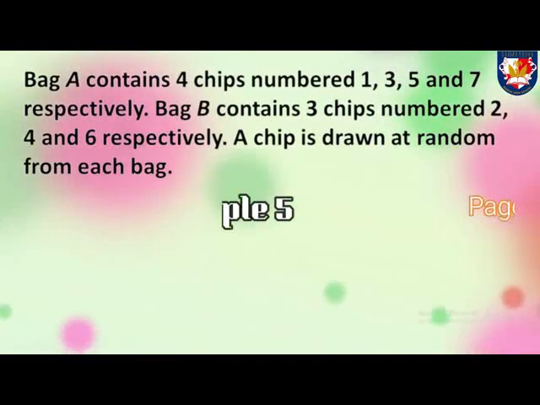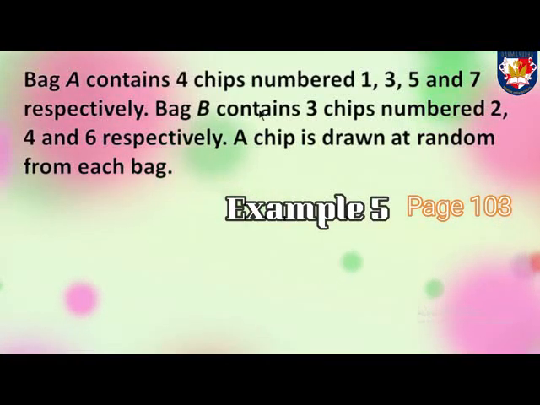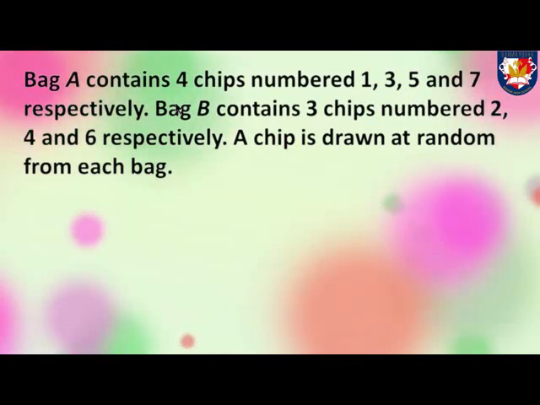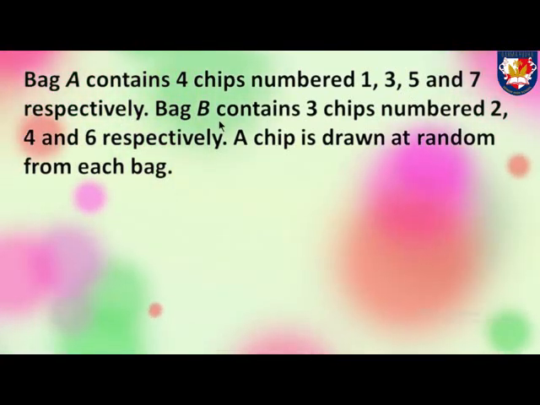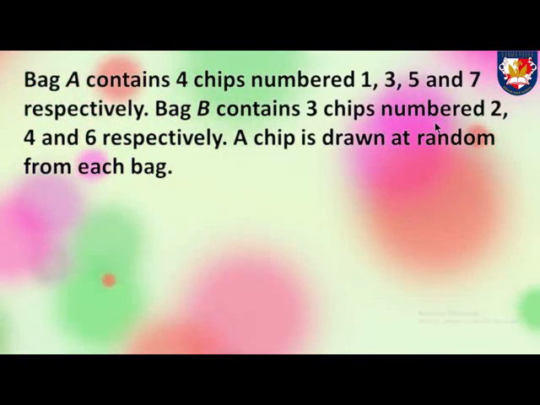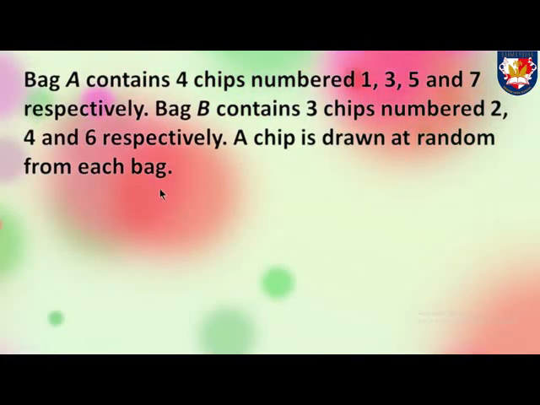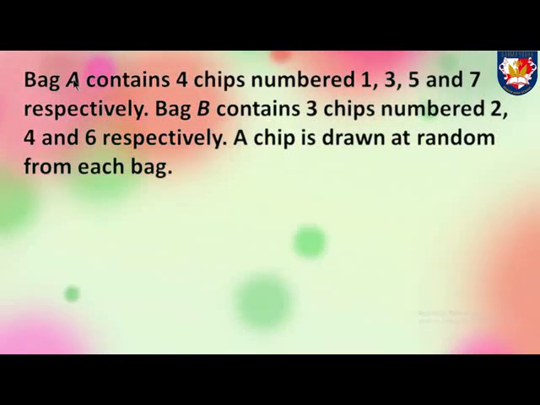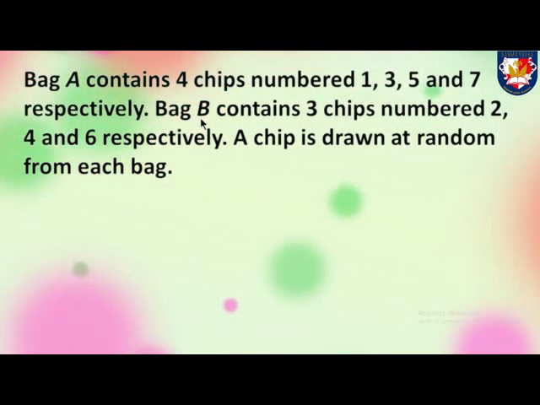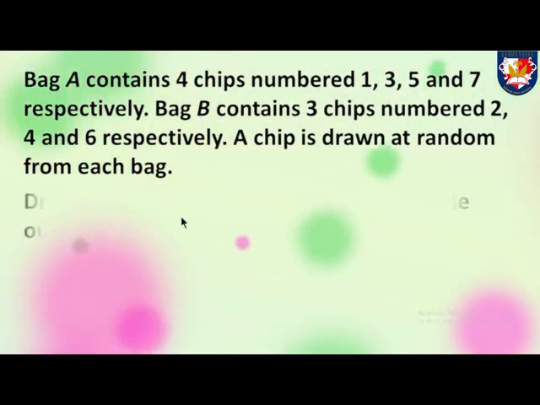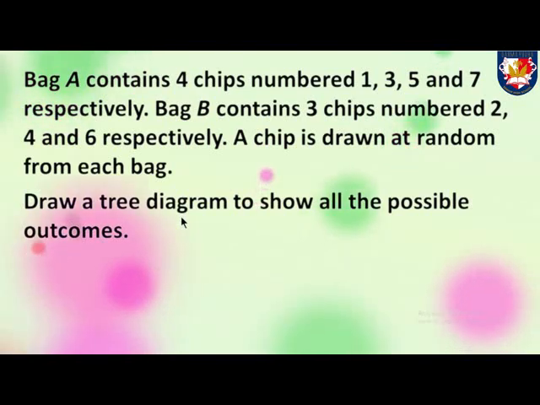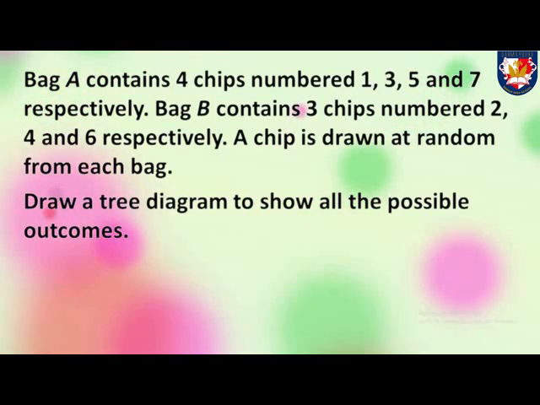How about in this event? Bag A contains 4 chips numbered 1, 3, 5, and 7 respectively. Bag B contains 3 chips numbered 2, 4, and 6 respectively. A chip is drawn at random from each bag, 1 from bag A and also 1 chip from bag B. Draw a tree diagram to show all the possible outcomes.